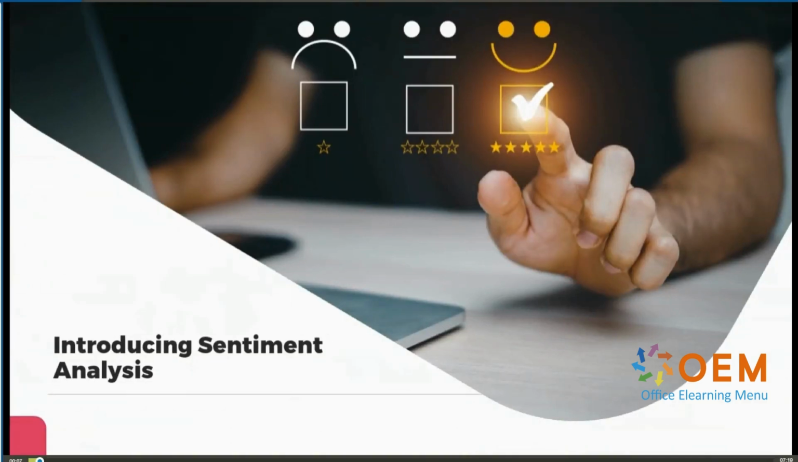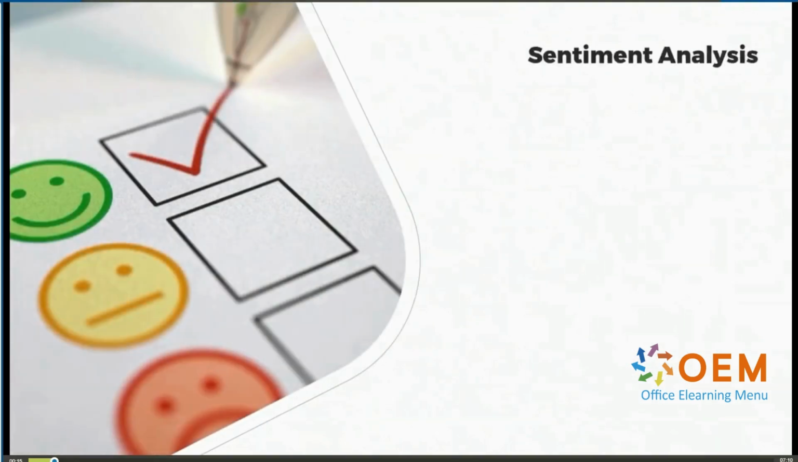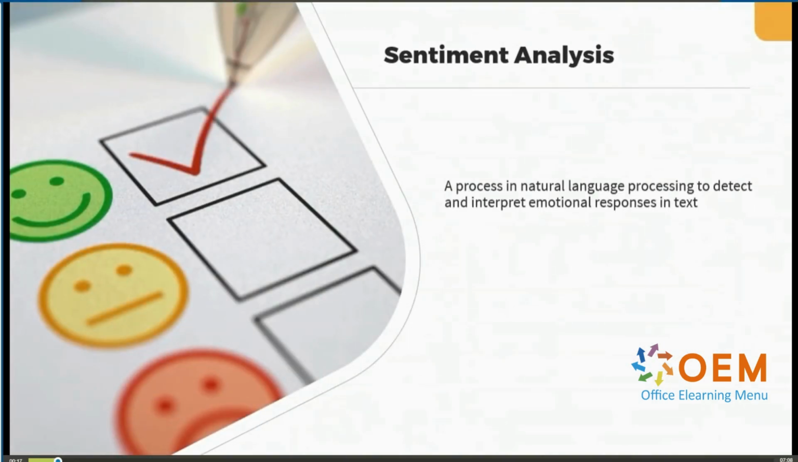When you're first introduced to natural language processing, one of the first tasks that you're likely to encounter is sentiment analysis. Sentiment analysis is a process in natural language processing to detect and interpret emotional responses in text. The primary goal of sentiment analysis is to automatically classify and understand whether the sentiment expressed in the text is positive, negative, neutral, or sometimes even more fine grained, such as very positive or very negative.